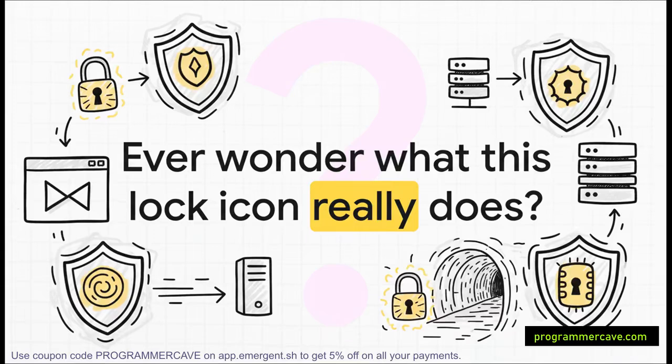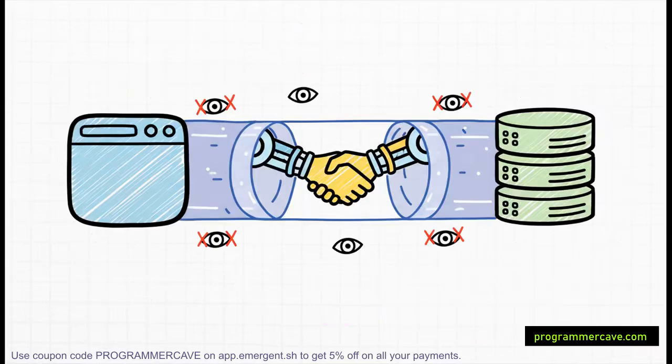So you see this little lock icon every single day, right? We're all trained to look for it, to trust it. But have you ever actually stopped and wondered what's really going on behind the scenes? How does this one tiny symbol create the secure connection that the entire internet depends on? Well, it's definitely not just a picture.